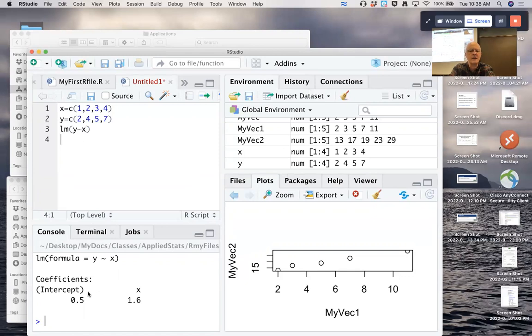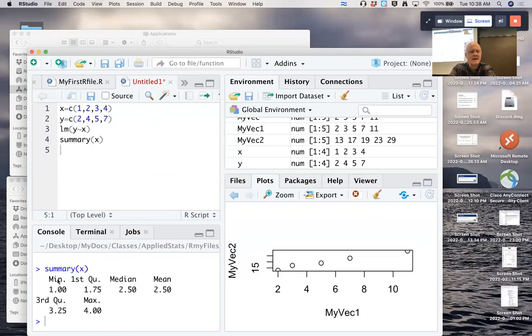But again, your output's down here for the numbers. Graphs can be made over here. You see the variables up here in the global environment. You can do other things too. If I do, for example, summary X, that gives me, for example, the 5-number summary for the X data values, as well as the mean, 2.5 down here, as an example of something else you can do.